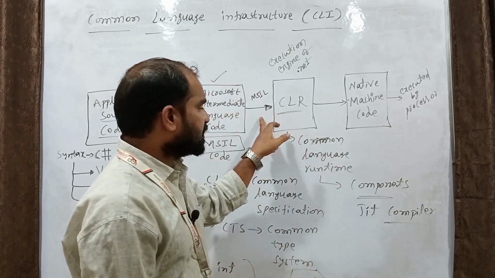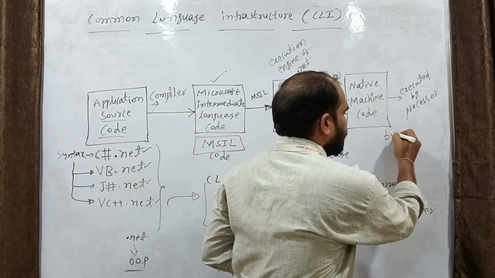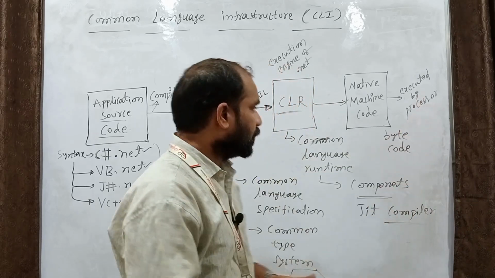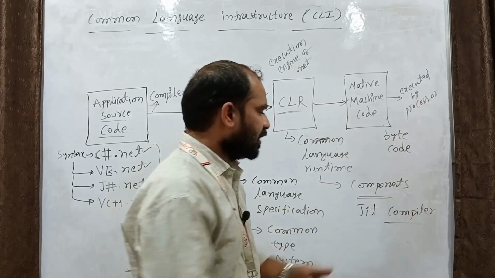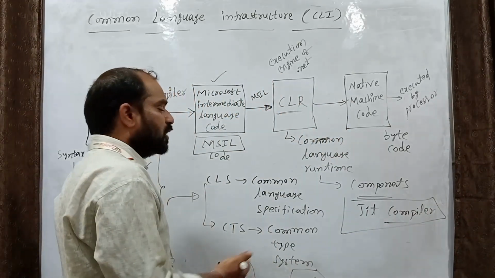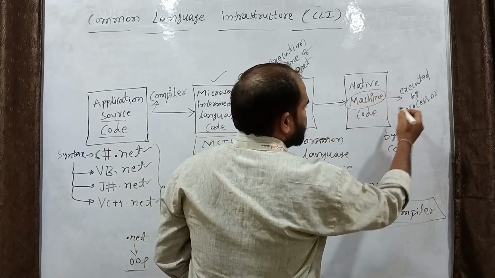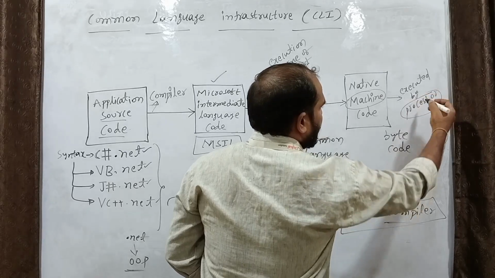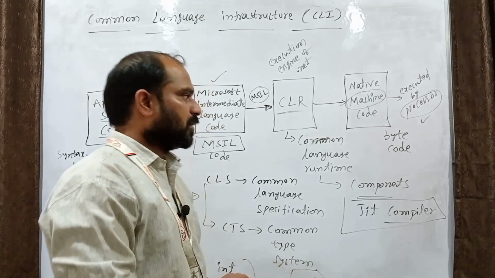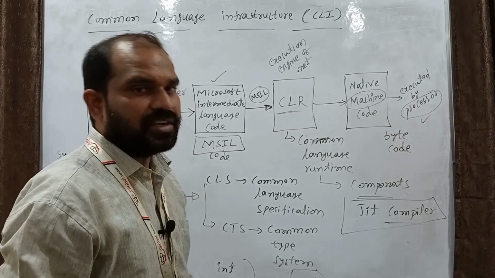Now this MSIL code will be converted into machine code, or simply byte code, which is understandable by the processor. This process is taken care of by the component inside the CLR called the JIT compiler. The JIT compiler converts your MSIL code into machine code, and the processor executes this code, and thereby the actions are performed. So this is the common language infrastructure of .NET, right?